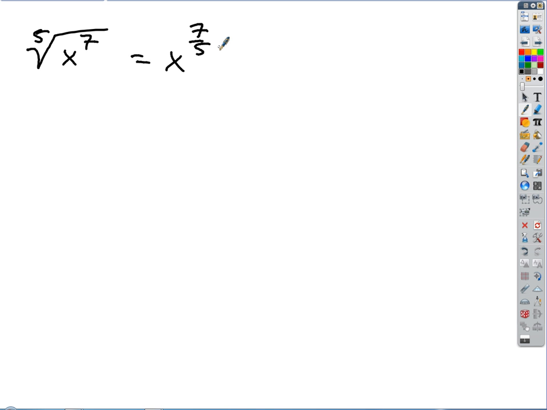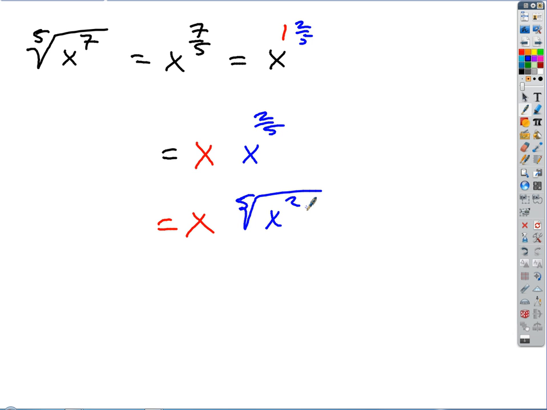Here's the trick. If you write that exponent as a mixed number, look what happens. So this becomes x to what as a mixed number? 1 and 2/5. So your answer just becomes x to the 1 times x to the 2/5, which becomes x times the 5th root of x squared.